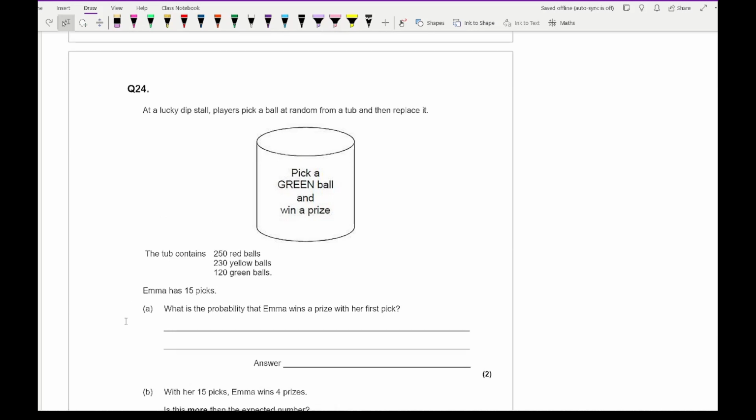Then moving on to question 24, it says, at a lucky dip stall, players pick a ball at random from a tub and then replace it. The tub contains 250 red balls, 230 yellow balls, and 120 green balls. Emma has 15 picks. Work out the probability that Emma wins a prize from her first pick.